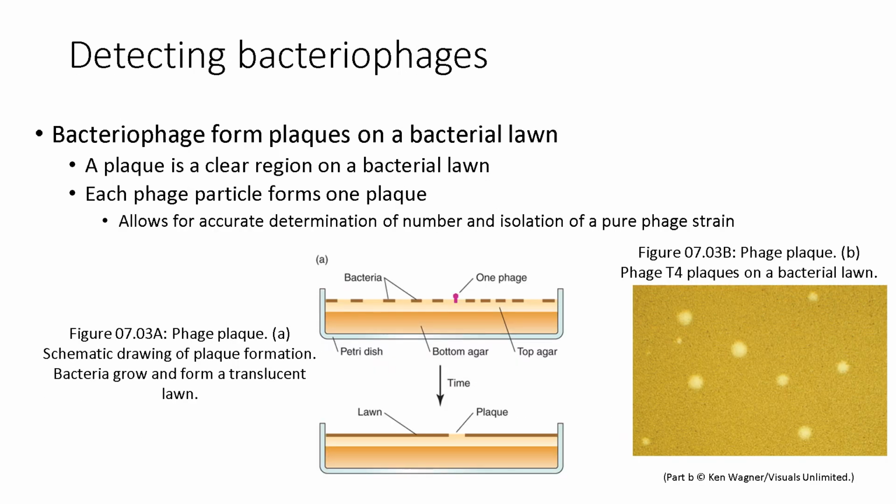Bacteriophages form plaques, clear zones, on a lawn of bacterial growth. Each plaque originates from a single phage particle. This method allows for precise quantification of viral particles and isolation of specific phage strains.